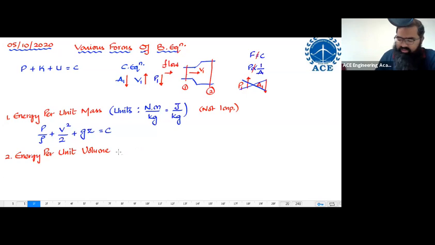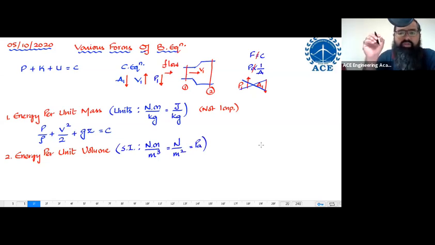Now this energy per unit volume form is going to have what SI units? What is the SI unit of every term over here? Energy is Newton meter. Per volume means divided by meter cube. That is equal to Newton per meter square, which is Pascal. Every term over here is going to have the units of Pascal. That means every term is supposed to represent some type of pressure.